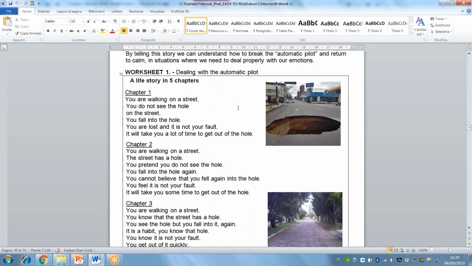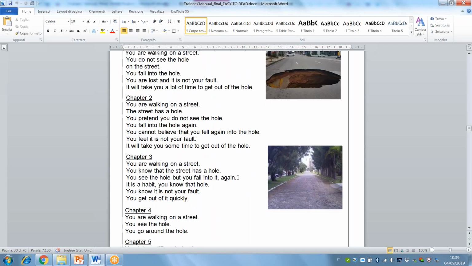Chapter 1 tells: You are walking on a street. You do not see the hole on the street. You fall into the hole. You are lost, and it is not your fault. It will take you a lot of time to get out of the hole.